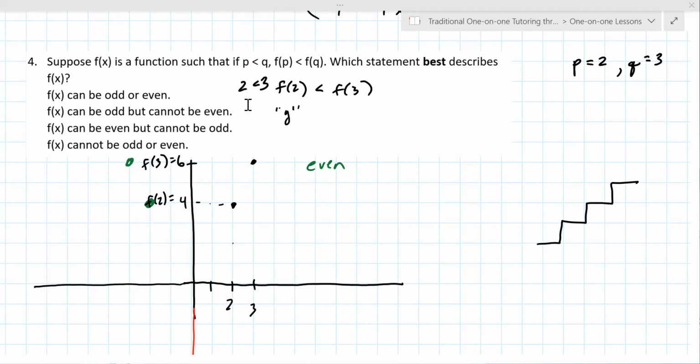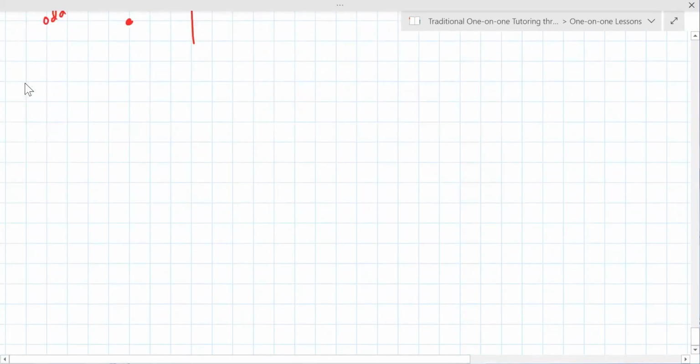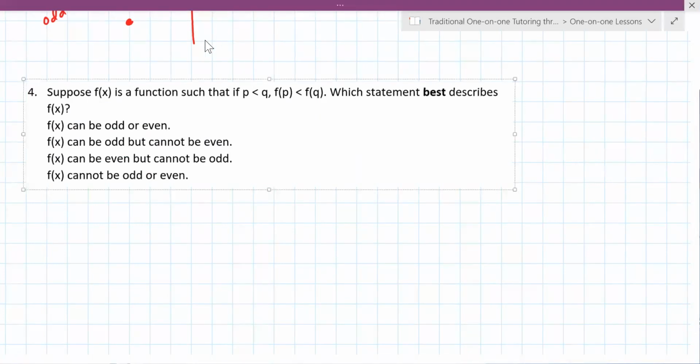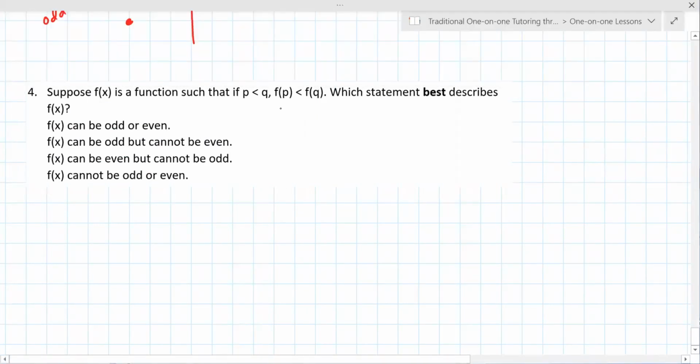So maybe the numbers we chose were very specific numbers. Let me copy this down here and show another example. Let's say this time that P is -2 and Q is 3. Okay, so now this is f of -2 and this is f of 3.